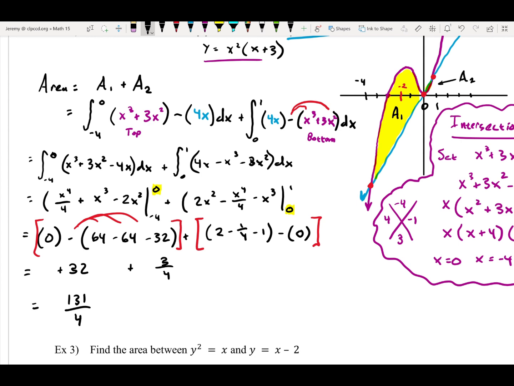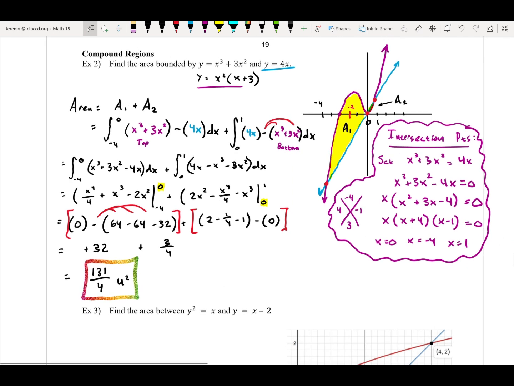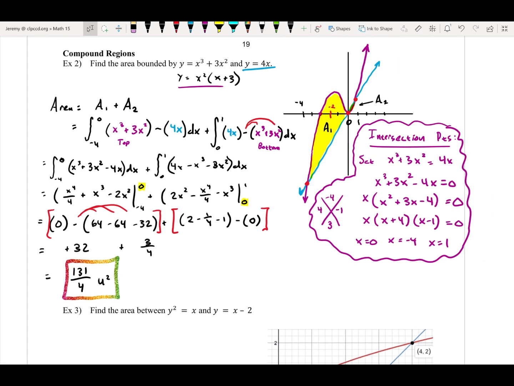And this fraction does not reduce at all, so I could just put units squared on this and put a box around it. Okay, you could express this as a mixed number or a decimal if you felt like it. Up to you. But that's it. Since we did both of these integrals at the same time and added them together, that is the sum of area 1 and area 2. That's going to be the entire region bounded by these two curves.